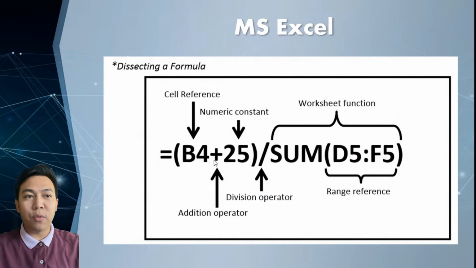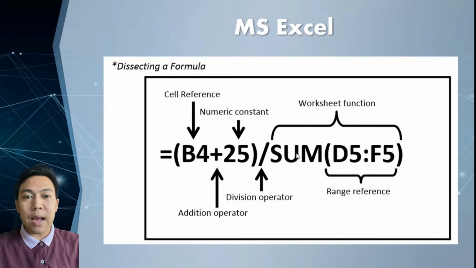We have B4 plus 25 divided by the sum of D5 up to F5. As you can see here, we have B4. This is what we call a cell reference. Plus is your addition operator. 25 is a numeric constant. Basically, any number that you place in a formula is called a numeric constant. And then we also have the parentheses, divided by SUM.